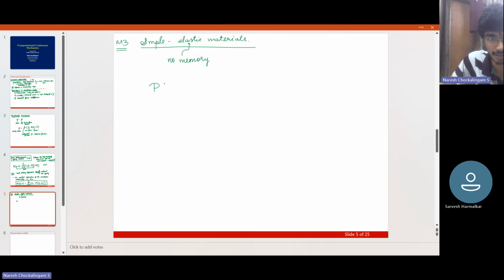Suppose we have a simple elastic material. The stress in the material at any given material point and time depends only on the material point which we are looking at and the deformation gradient at the material point in the current instant of time.